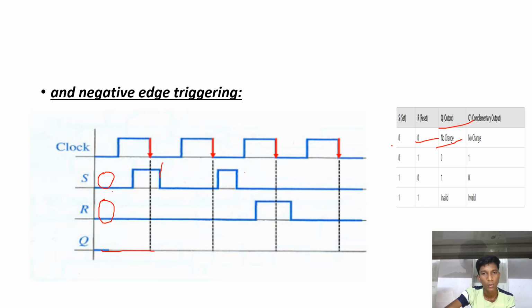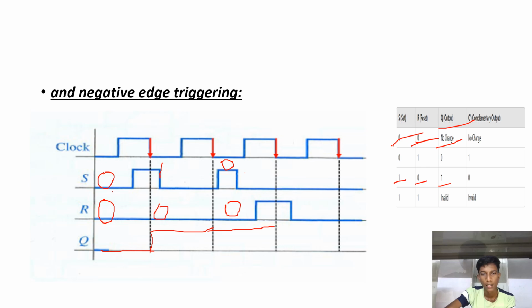If S is equal to 1, R is equal to 0, the set is 1, reset is 0, the output Q will be 1. When S is 0 and R is 0, both the set and reset are 0, there is no change, then we take the previous state.